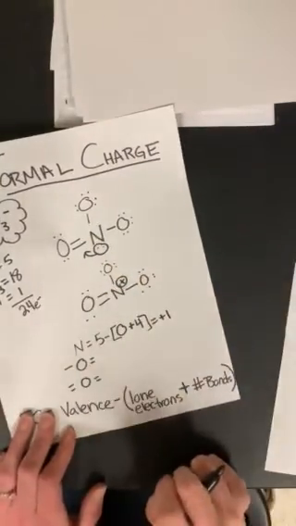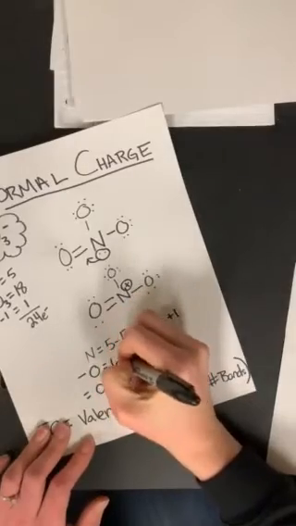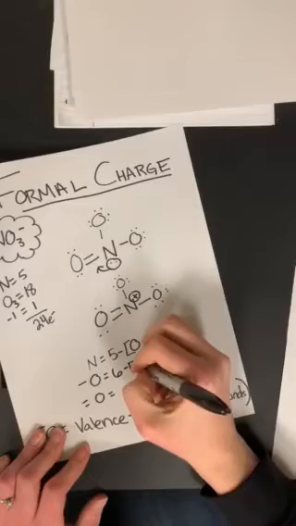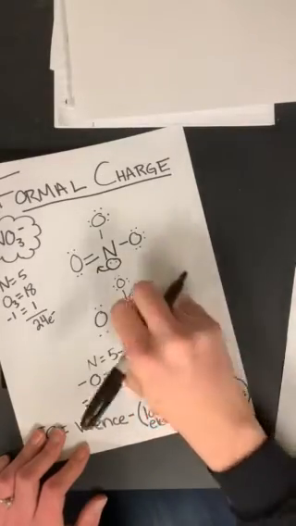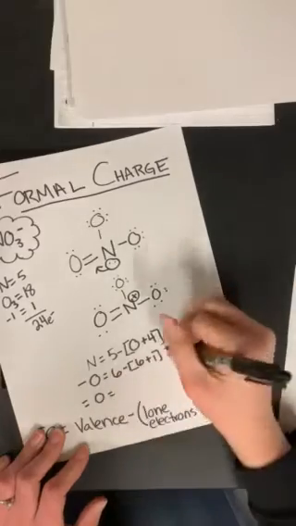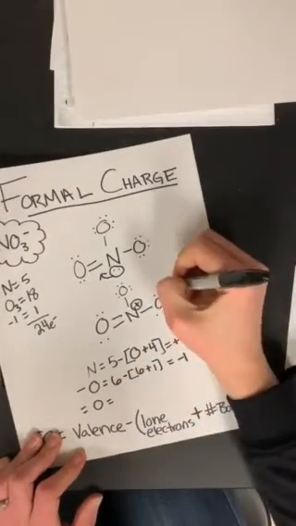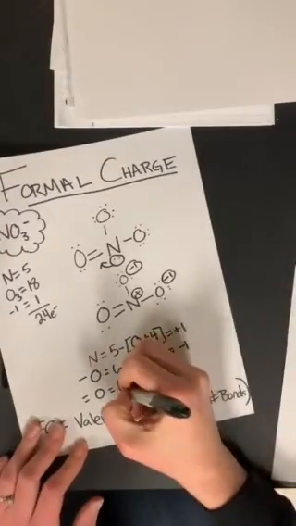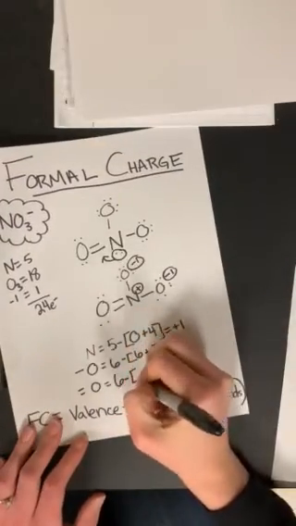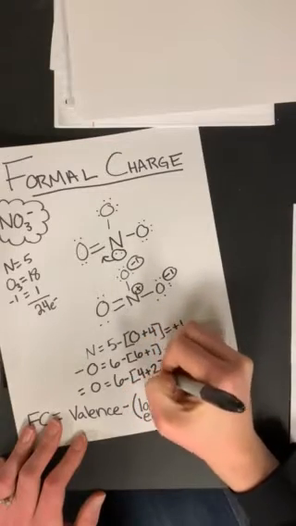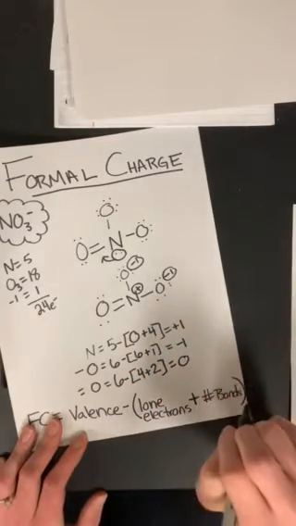Now we're going to do single bonded oxygen. 6 valence electrons. We know that from the periodic table. We subtract out the dots. There are 6 dots. 1 bond. 6 plus 1 is 7. 6 minus 7 is -1. So there are 2 -1s. Okay. And then double bonded O, still 6 valence electrons. 4 dots. 2 bonds. Double bonded oxygen is 0.